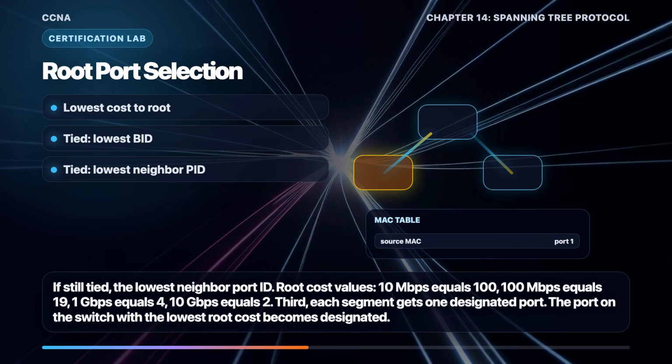Root cost values: 10 megabits equals 100. 100 megabits equals 19. 1 gigabit equals 4. 10 gigabits equals 2.